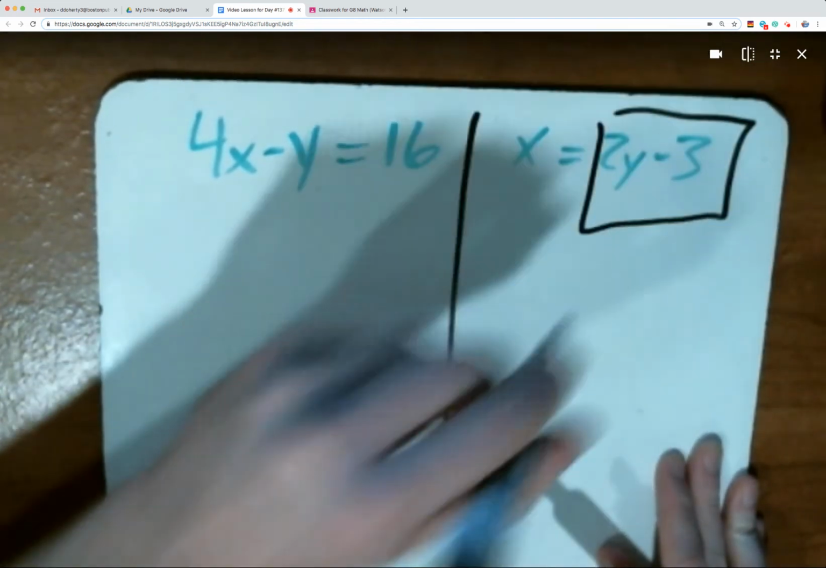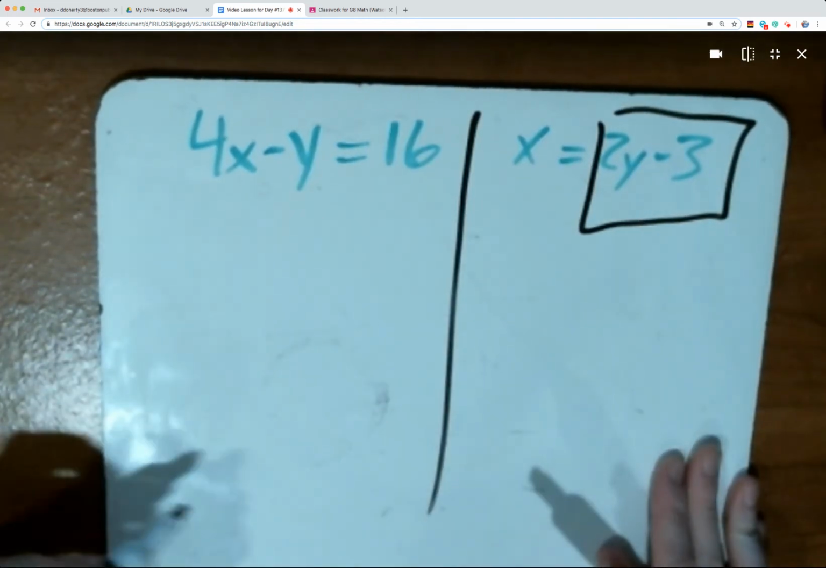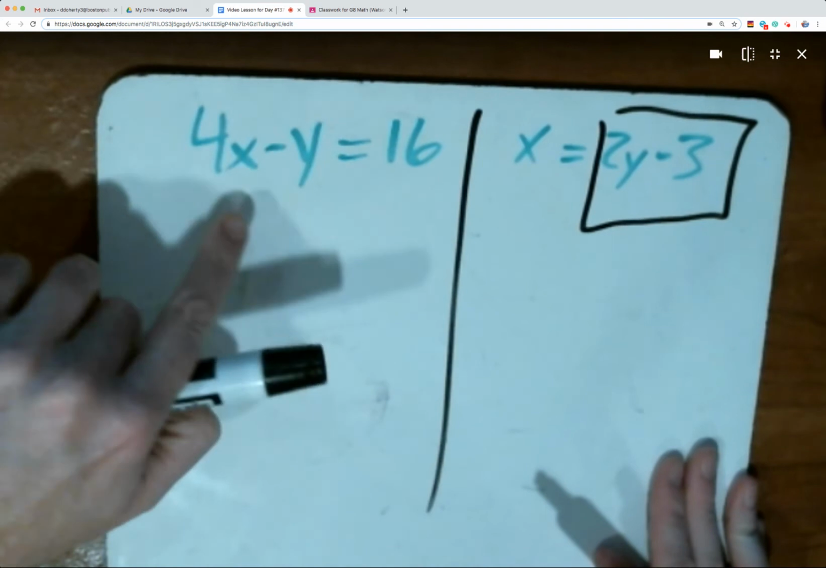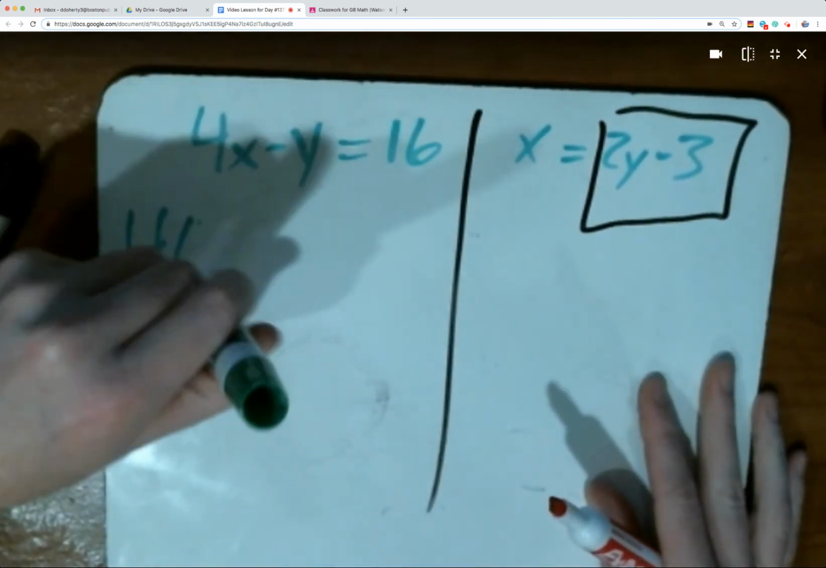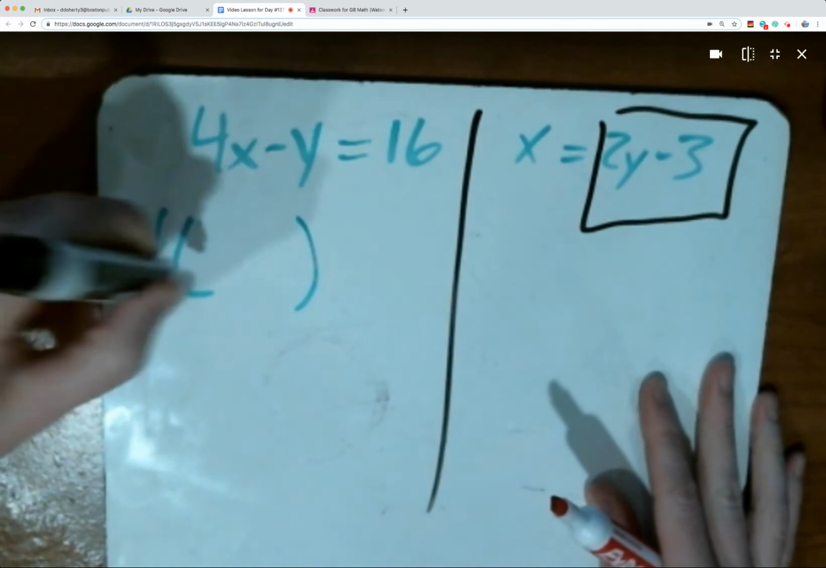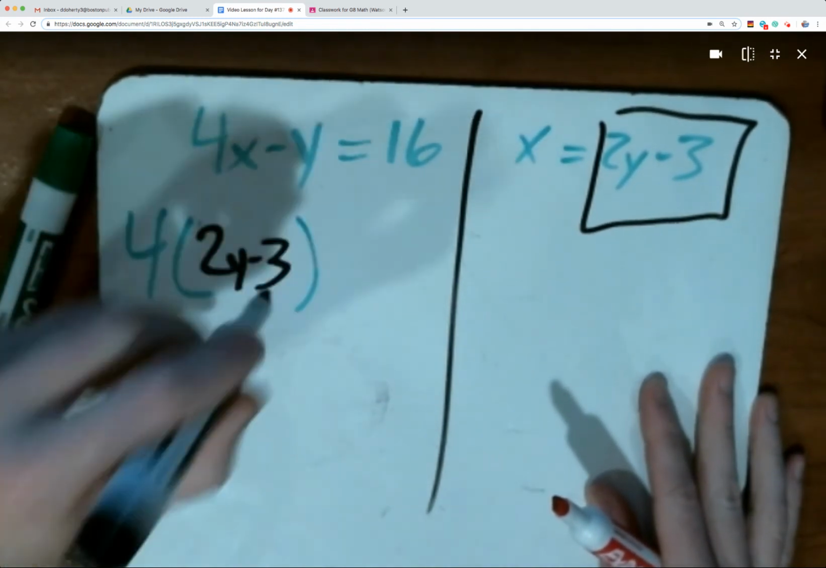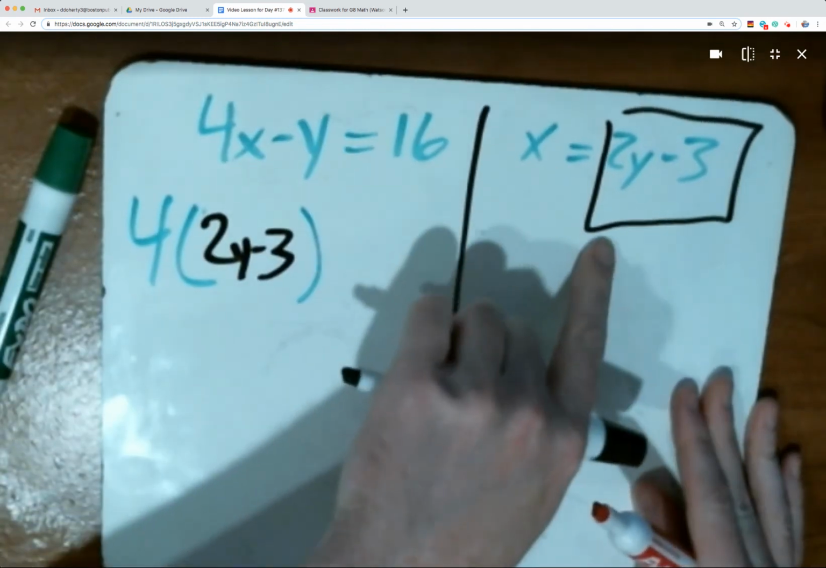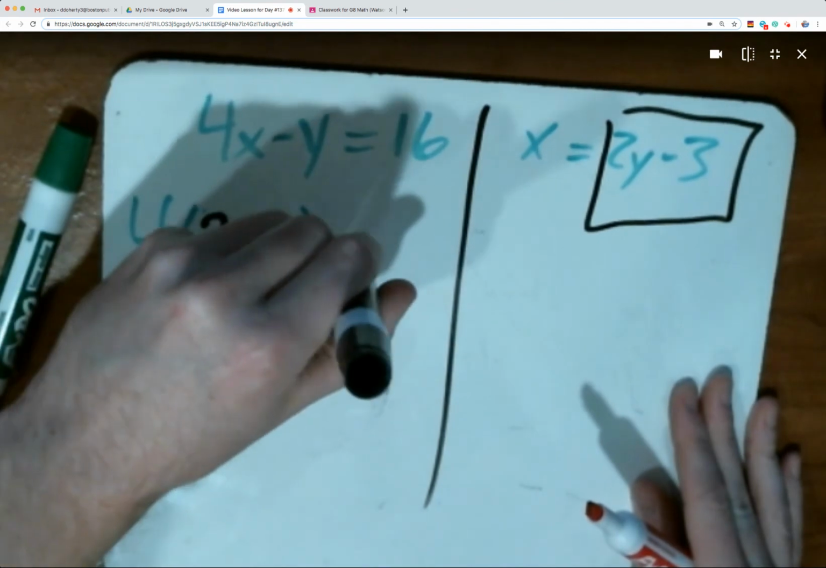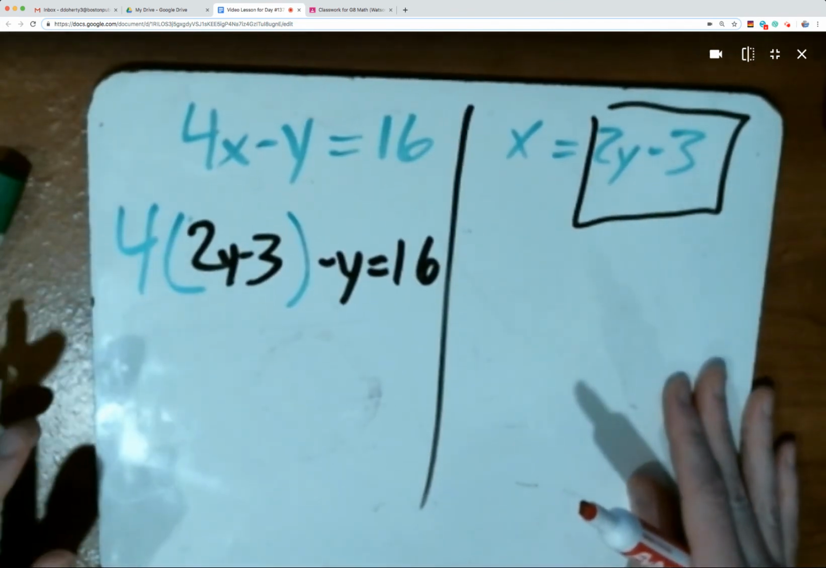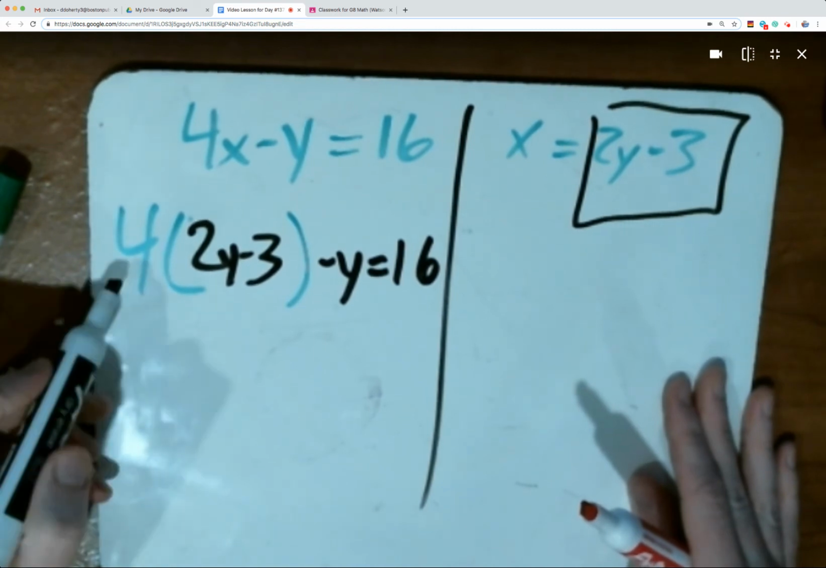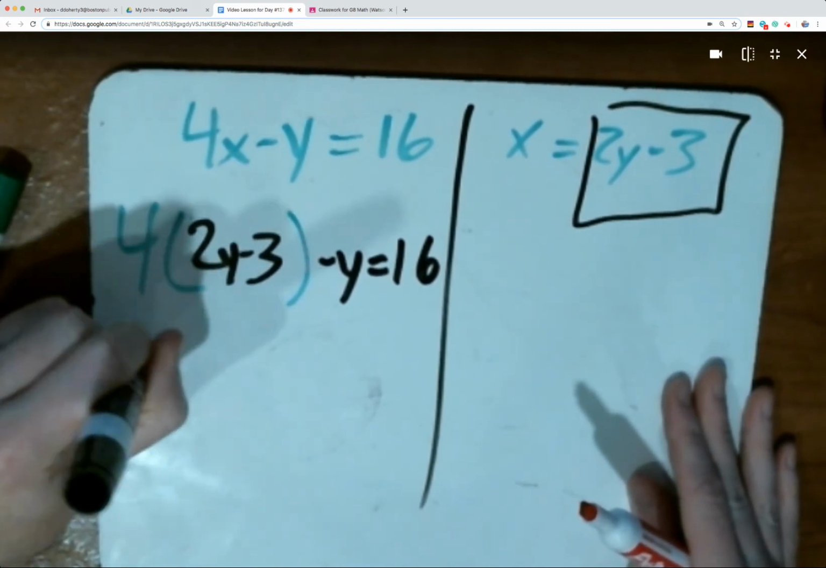So this expression, 2y minus 3, has the same value as x, so that can plug in for the x over here. It becomes 4 times 2y minus 3, because that's what replaces our x from over here. Still going to subtract y, that equals 16. This required you to use the distributive property. 4 times 2y would give you 8y.